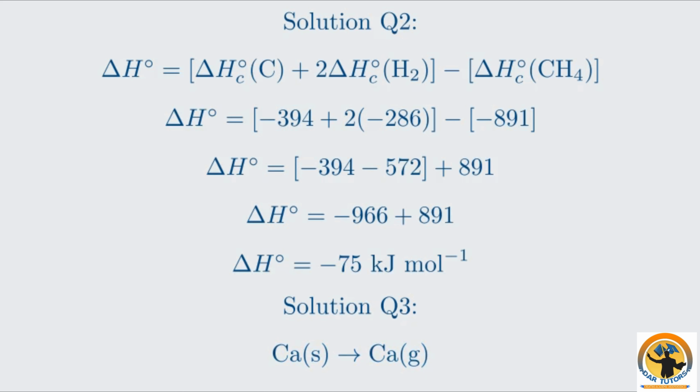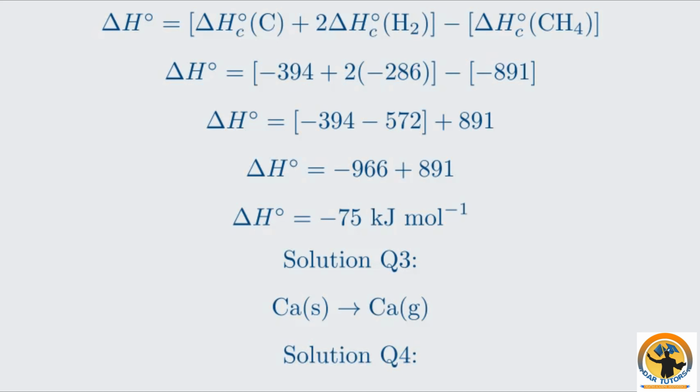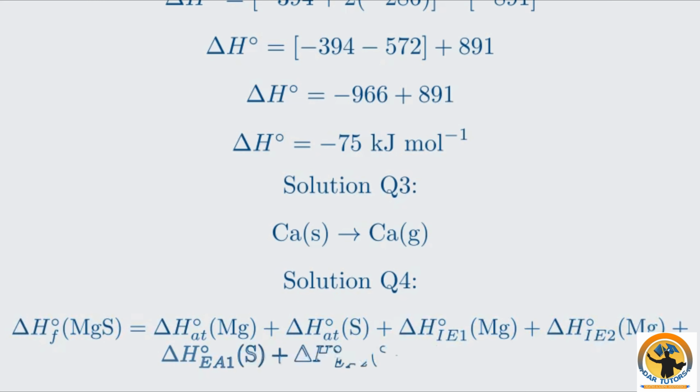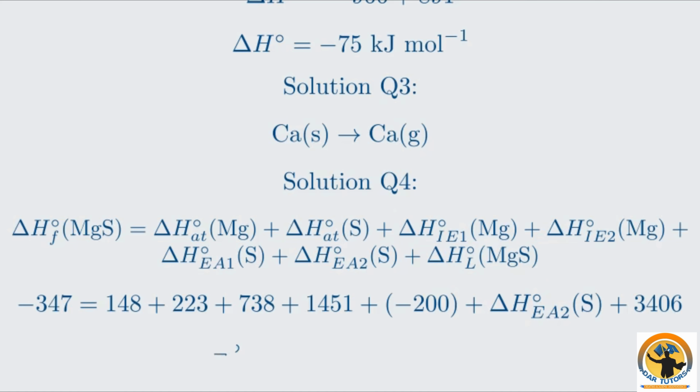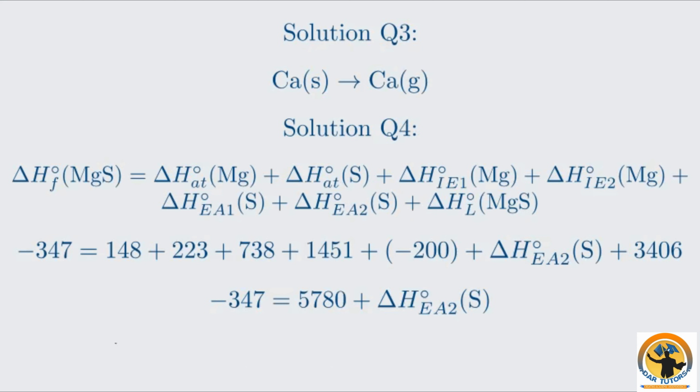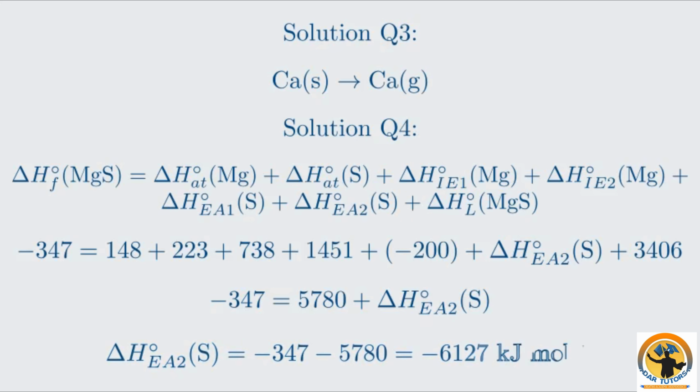Solution to Q4. This is the most challenging. We set up the Born-Haber cycle equation. After substituting all the known values and simplifying, we get -347 equals 5780 plus the second electron affinity of sulfur. Solving for it gives a positive value of 6127 kilojoules per mole, which is expected for adding an electron to a negative ion.